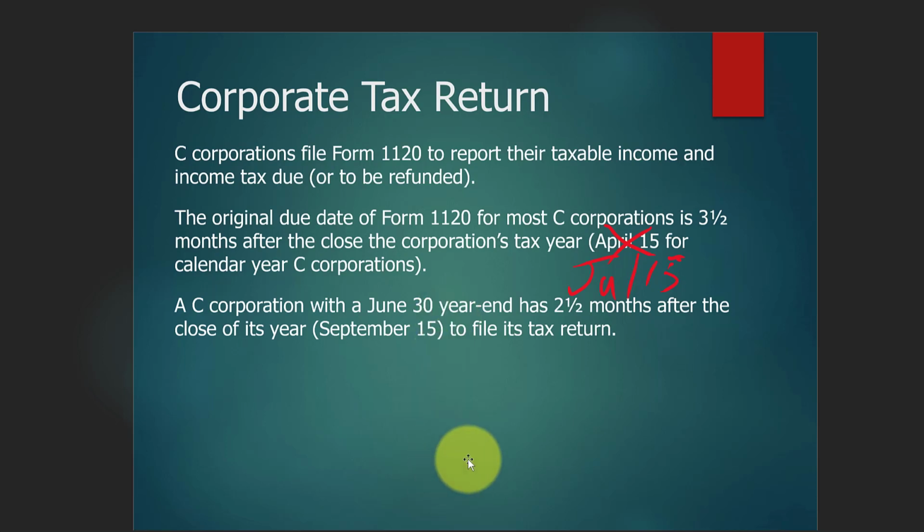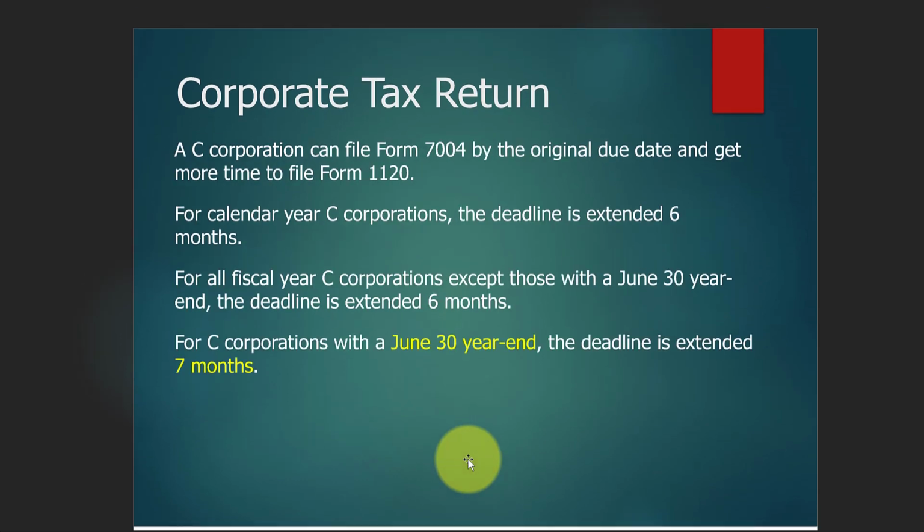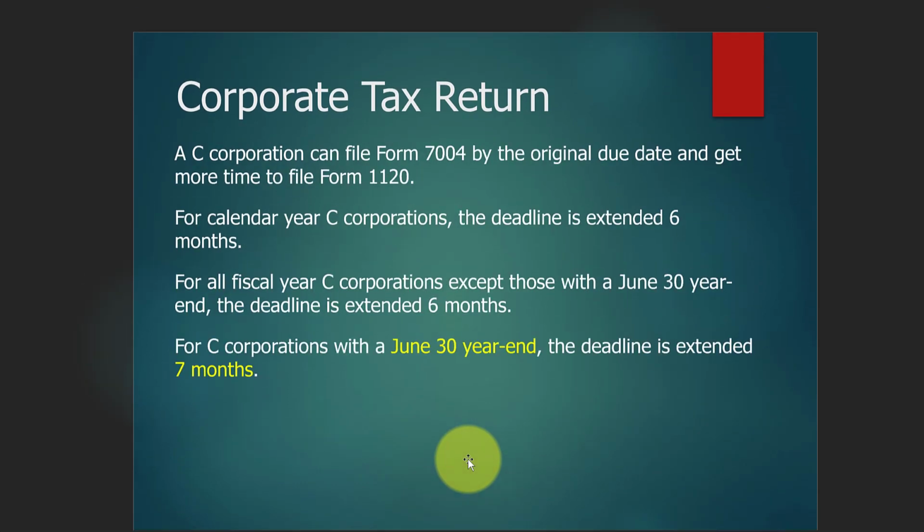Now, if you want to extend your return beyond that date, you need to file an extension form called a Form 7004. This allows you another 6 months to file your return. It does not extend the time to pay the tax. If you pay your tax late, there may be a penalty. This just allows you to extend the filing of the 1120 form. And again, there's a special rule for taxpayers that have a year end of June 30th.